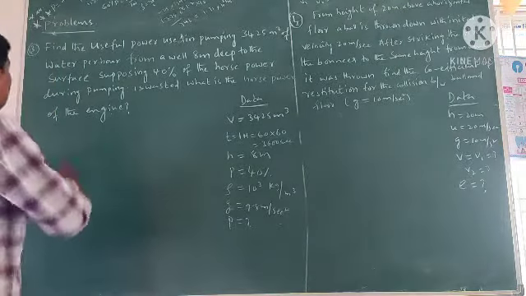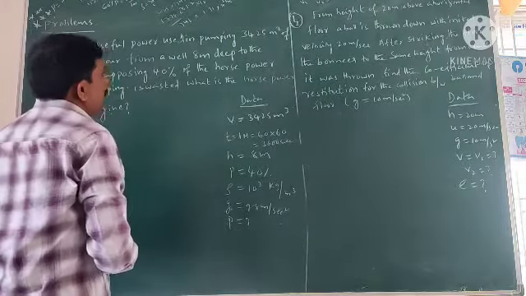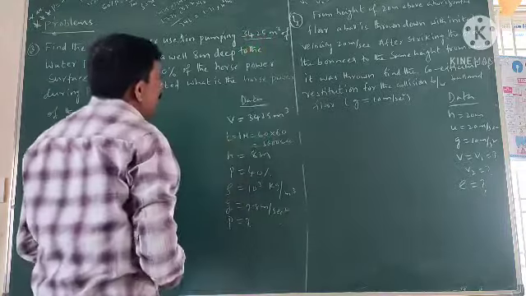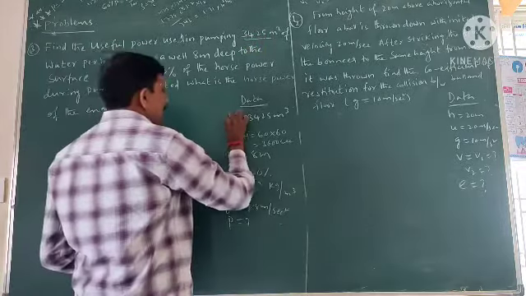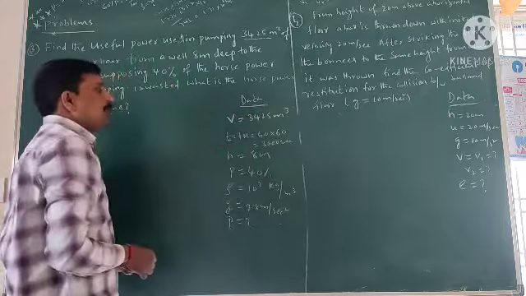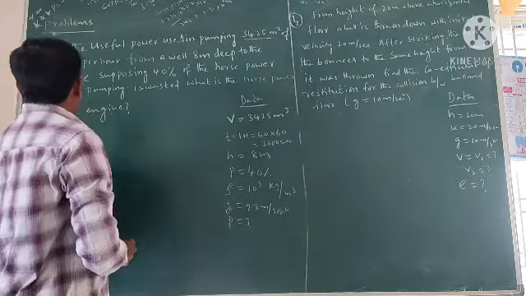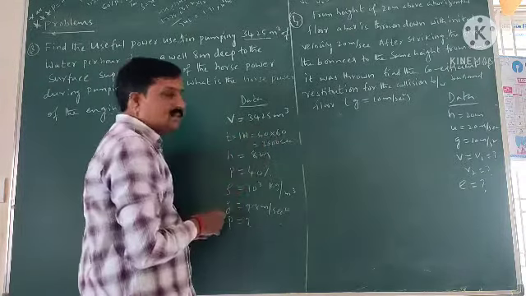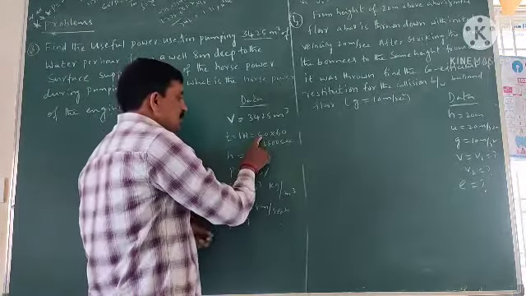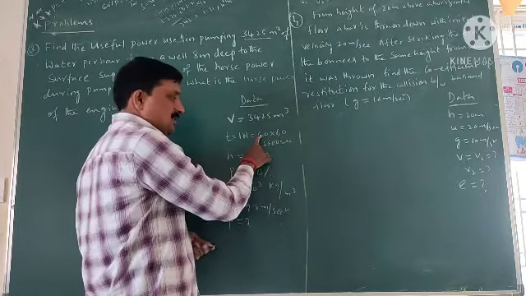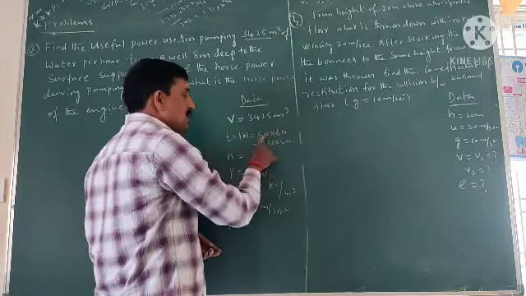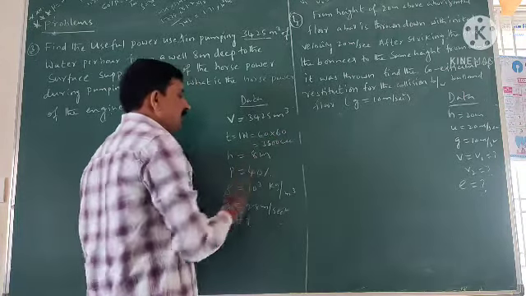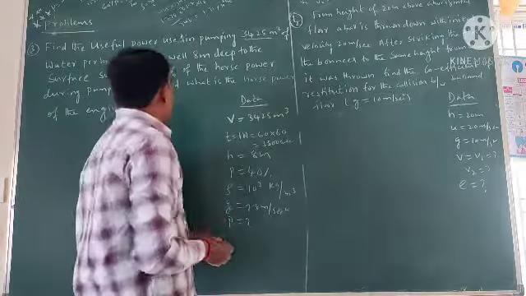Okay, once again I read. Find the useful power used in pumping. The value is given: volume of water is given. V is equal to 3425 meter cube per hour. 1 hour is nothing but 60 minutes, and minutes is converted to seconds. 60 into 60, 3600 seconds total. 1 hour has 3600 seconds.